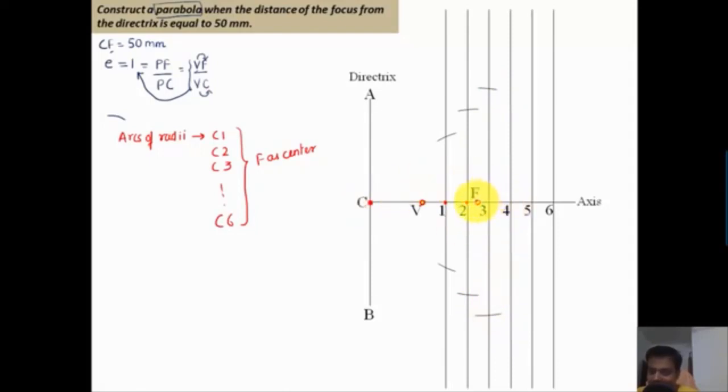Then with C4 as the radius and with F as the center, cut an arc above and one below. Yeah, that's it. Then with C5 as the radius, with F as center, cut an arc above, cut an arc below. With C6 as the radius, with F as center, cut an arc above, cut an arc below. And when you join all these points, it forms a smooth curve, and this curve is very popularly known as a parabola. Let me write this down over here. Well, that's it. Now the next thing that we're going to do immediately is to have a tangent and a normal at a certain point.